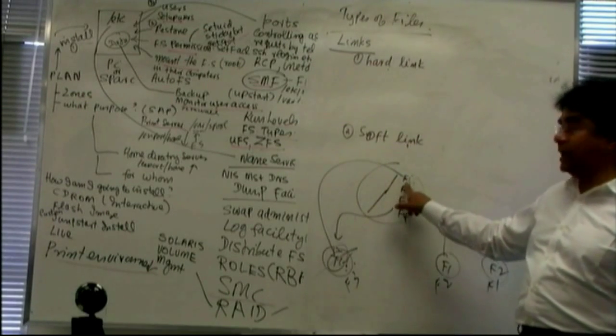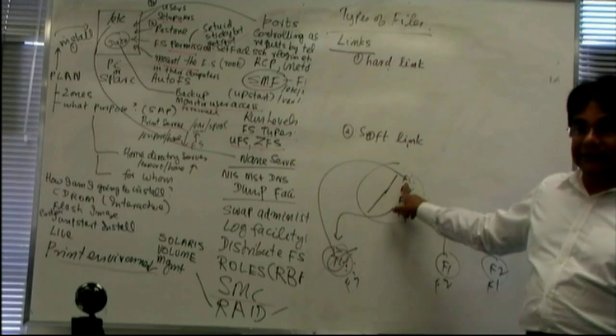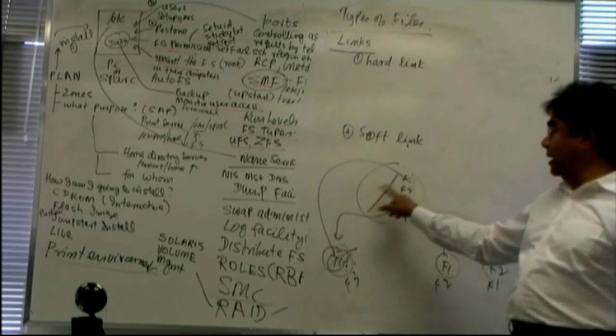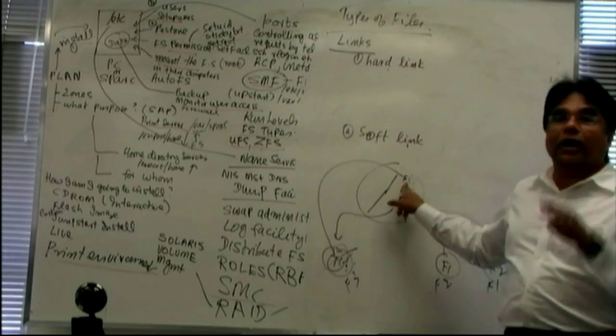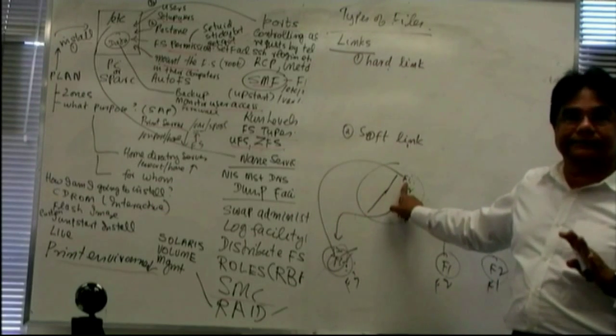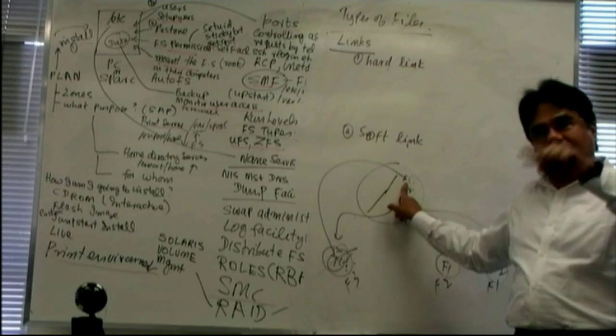How many hard links does this one, F1, have? No, how many hard links have I created? I have created three here. So how many hard links in total? How many hard links will this file one have in total? It already has one, I told you yesterday.